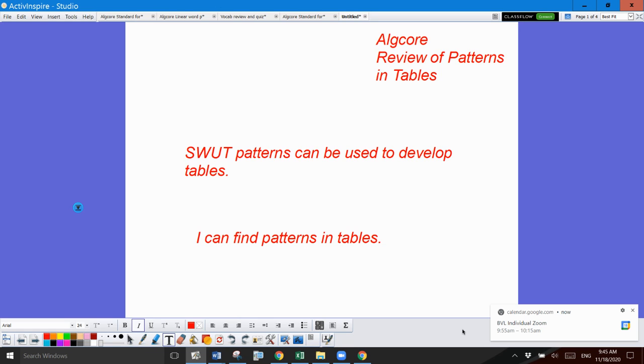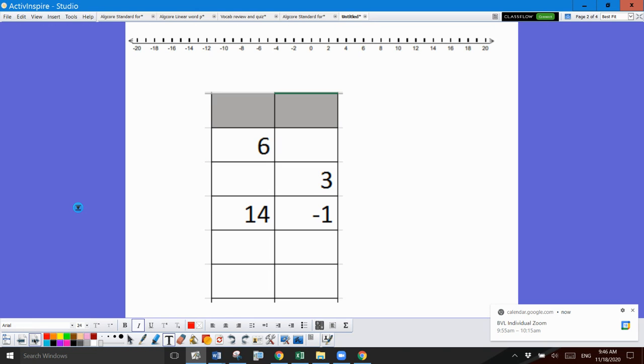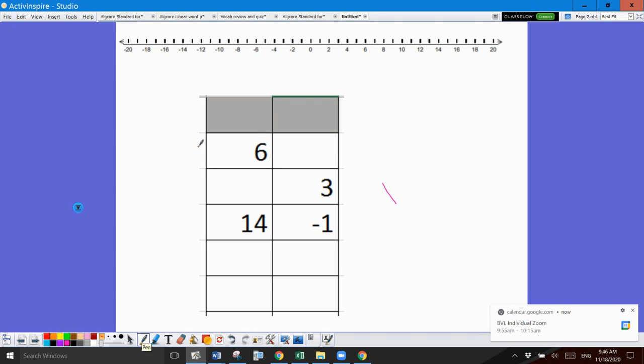All right, so today you're going to be working on some review with patterns in tables. Okay, review with patterns and tables. So let's go ahead and start with our first problem here. What we have is a table that is starting at 6 and going to 14.